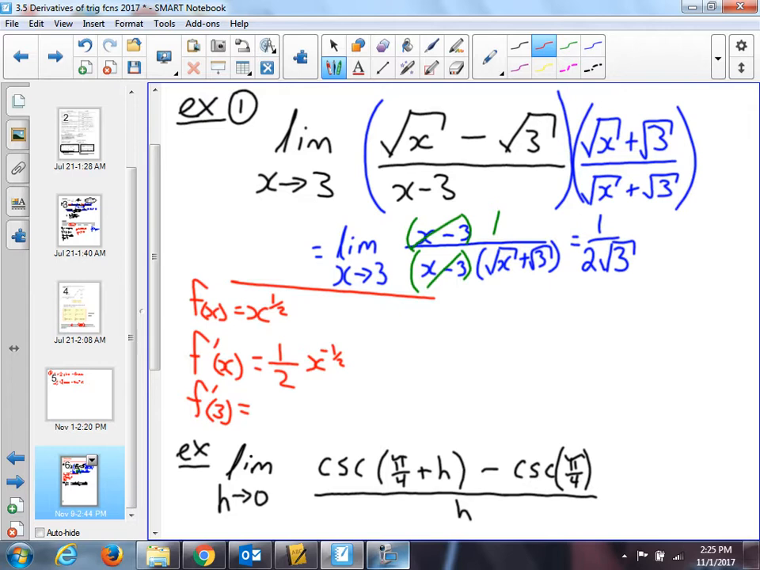So, 1, 2, what does x to the negative 1/2 mean? It means put it downtown, right? Root underneath, and that's root 3 with the 3 plugged in. Same answer.